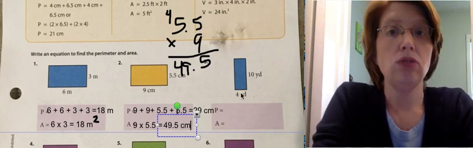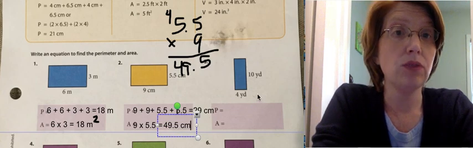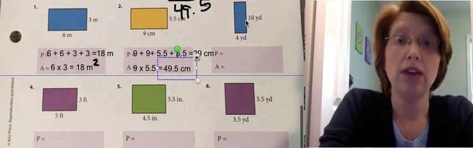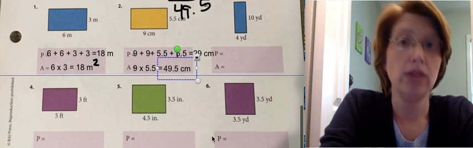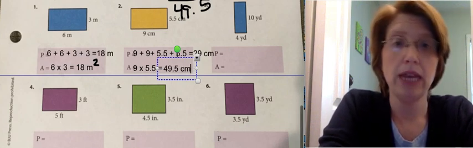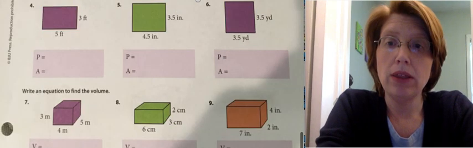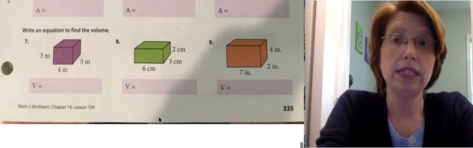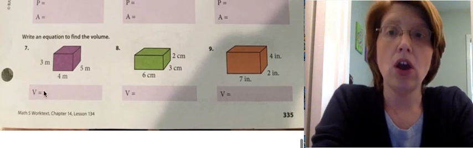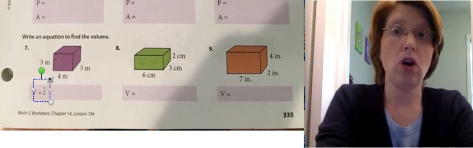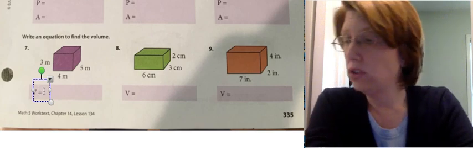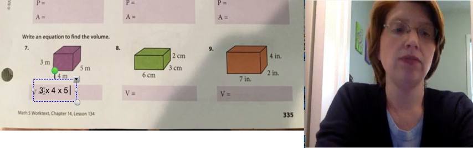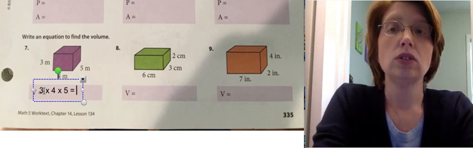Okay? So do you understand how you're adding all the sides for perimeter and then multiplying for area? You're going to do that for all 4 of these, the remaining ones. Now at the bottom, it's find the volume. So this is what we did yesterday, multiplying all 3. So all we do is 3 times 4 times 5.